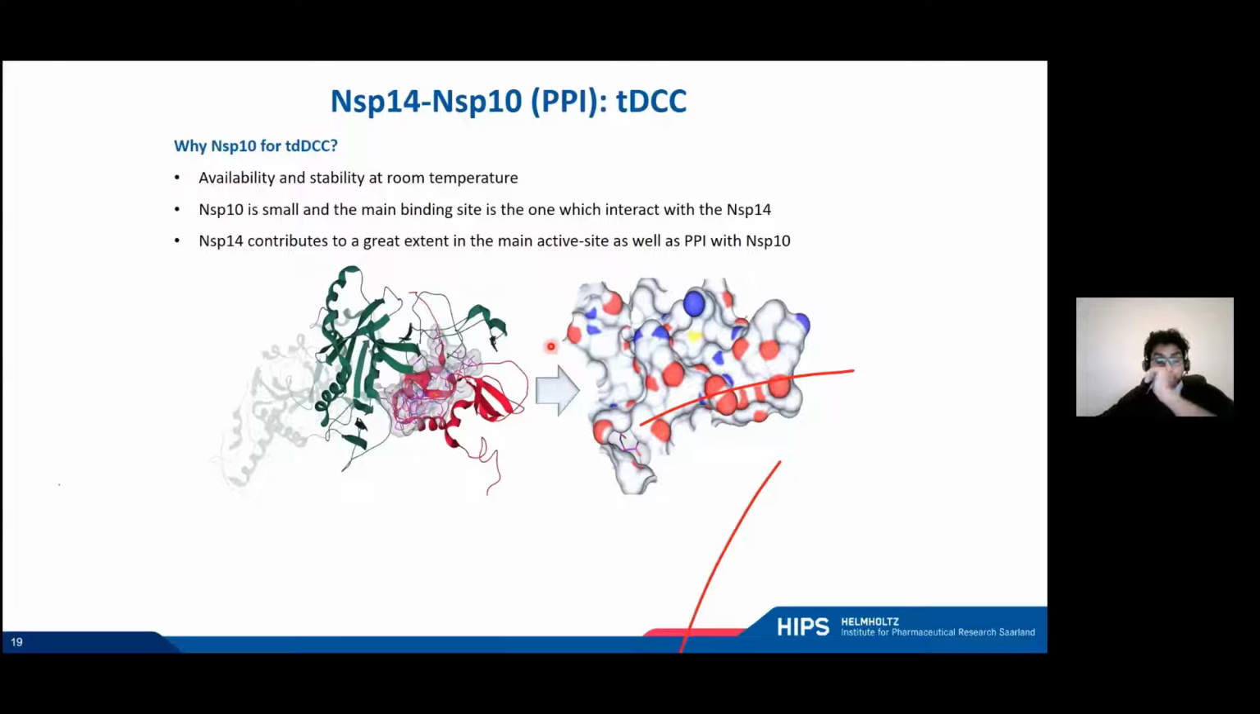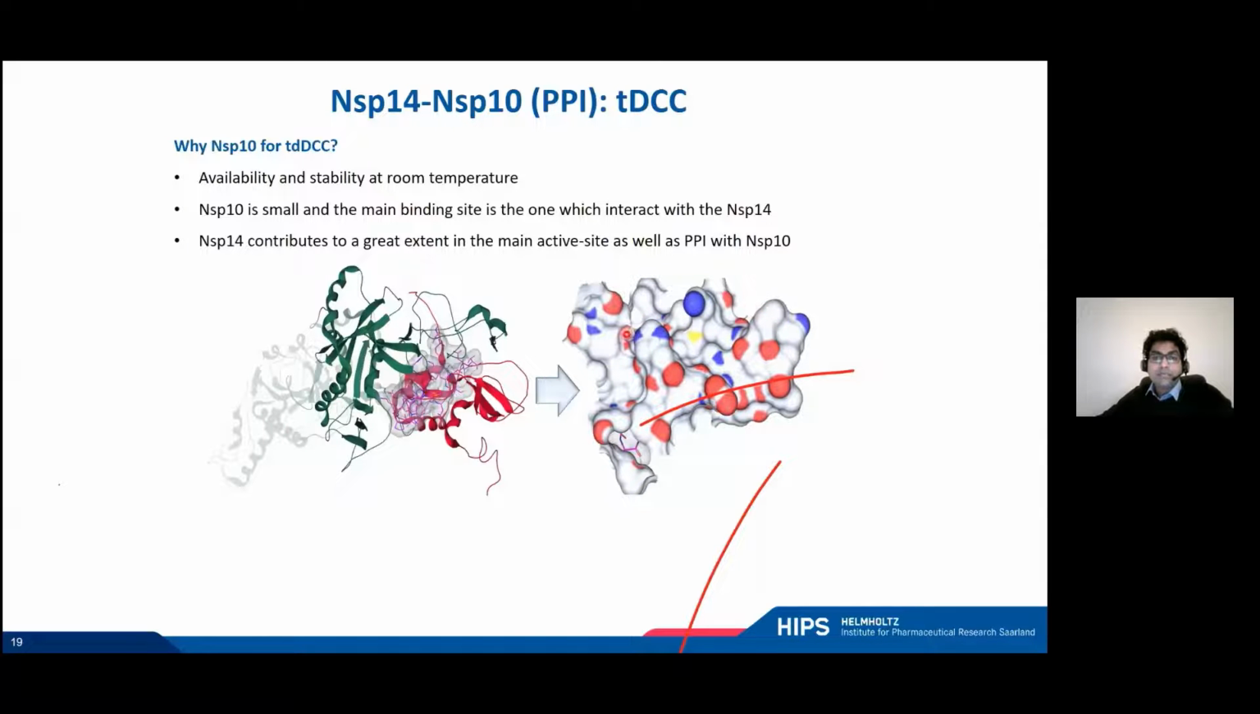So in this case, one of our colleagues in our institute was able to purify both of these proteins, Nsp14 and Nsp10. The problem was that Nsp14 was not that stable, but Nsp10 was. So we decided to use it. And there is another reason why we use it.